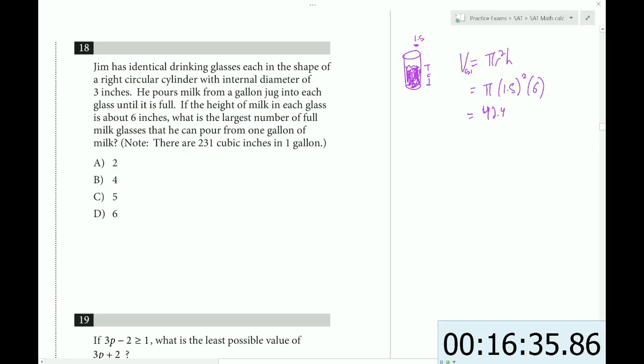Okay, so we have 1 gallon of milk, and there's 231 cubic inches in 1 gallon. This, by the way, is measured in cubic inches, since this is inches squared times inches. So we got to convert from 1 gallon into cubic inches. That would be 231. So instead of 1 gallon, we could just use 231 inches cubed. So how many of these fit into this? It's a division problem, right?